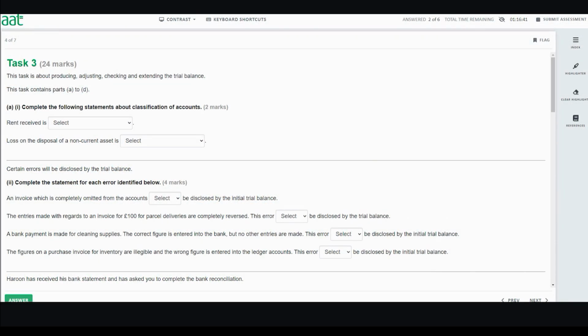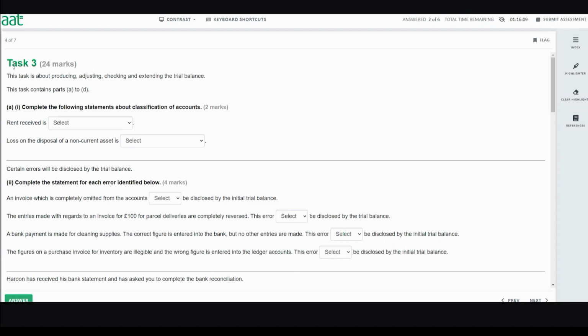Task 3 of the assessment. So this one again is worth 24 marks, so it's quite a big question. It says this task is about producing, adjusting, checking and extending the trial balance. Really important, it's what we do in real life, so we need to make sure we've got a good understanding. It says this task contains parts A to D.